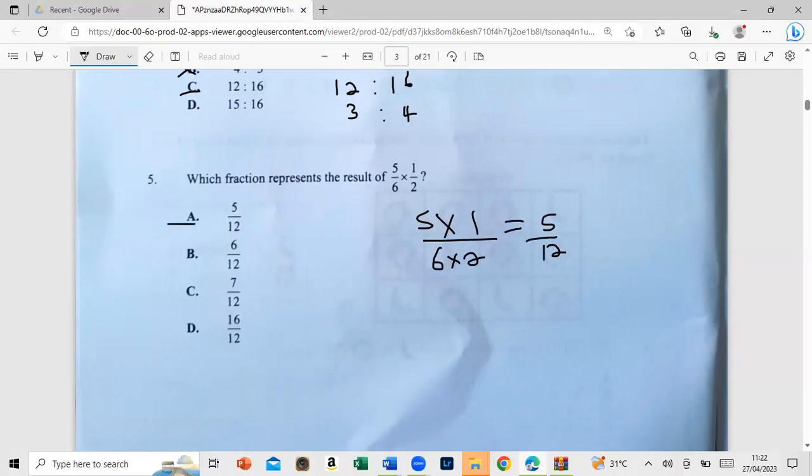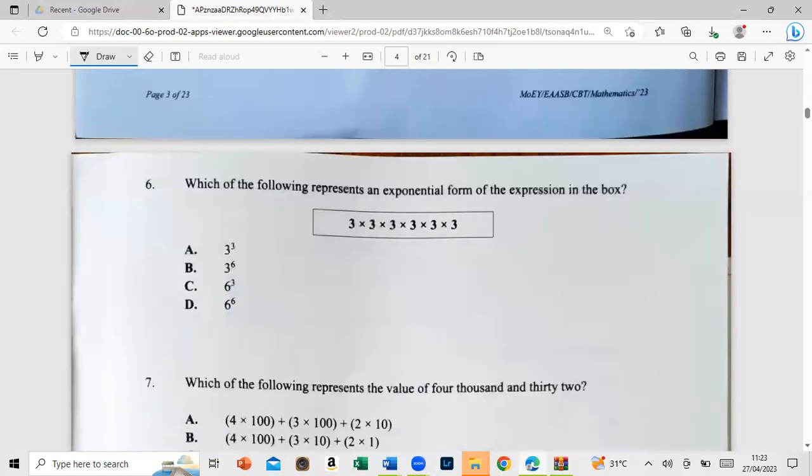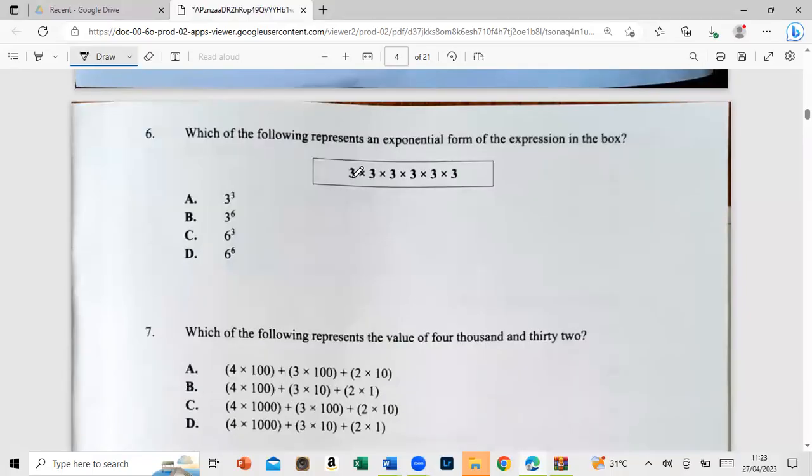Let's move on to number 6. Which of the following represents an exponential form of the expression in the box? So we have 3 to the 1, 2, 3, 4, 5, 6. So this is 3 to the 6, which means 3 multiplied by itself 6 times. Let's move on to 7.